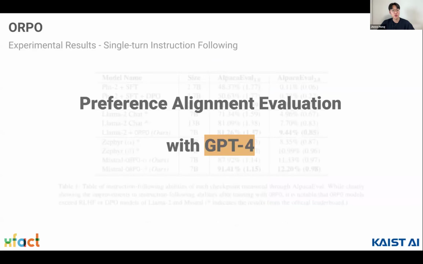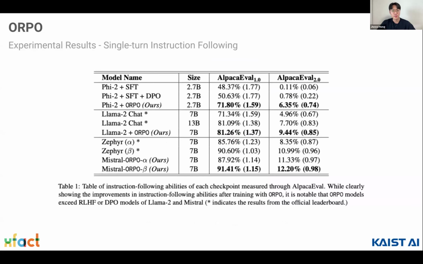Okay, so we tried two different preference alignment evaluations, and the first one is GPT-4. By using AlpacaEval, we ask GPT-4 to compare the response of the trained model and the response from GPT-4, which is called the reference answer. So we are simply measuring the win rate of our model against GPT-4. To scale our method, we compare against the Phi-2 series, and we applied ORPO to Llama 2, the 7 billion model. And here, the Llama 2 chat models are the official checkpoints from Meta. So it is not trained by myself.